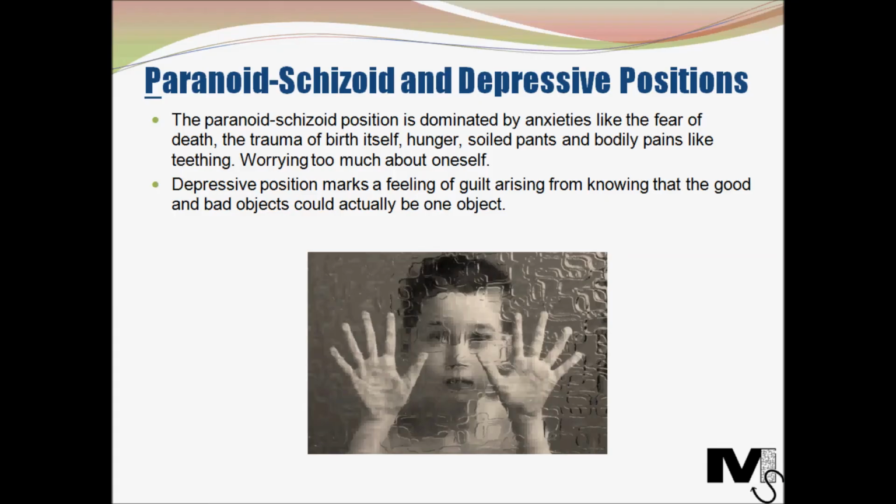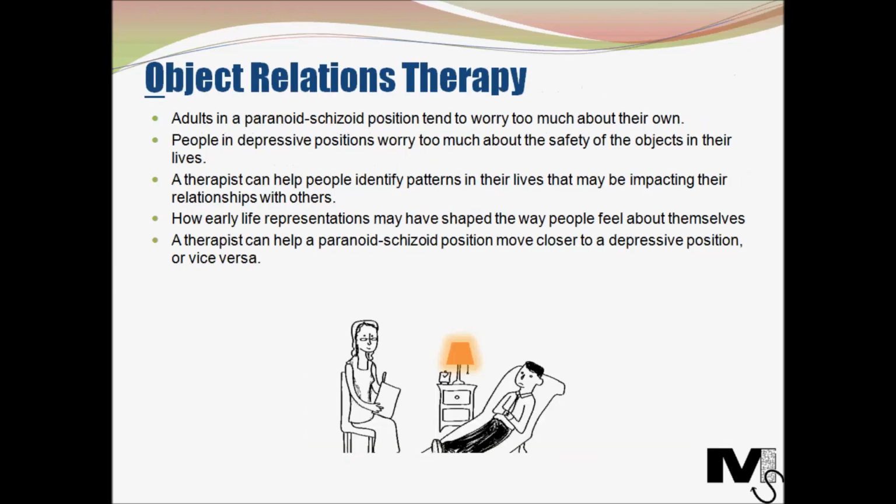Now let's look at the importance of the object relations theory in therapy. The object relations theory is a very important approach for the purpose of psychotherapy. As previously stated, children receiving improper care could develop problems and could stay in a paranoid schizoid position for longer. And adults in a paranoid schizoid position tend to worry too much about their own self and their own safety in any situation and will look at things as being good or being bad.